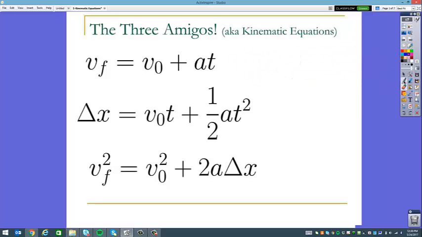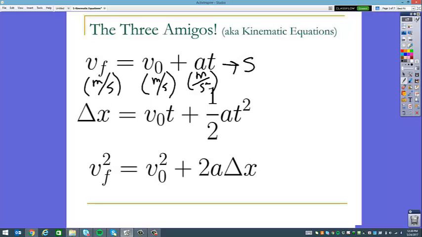Okay, so if you look at your units, remember velocity is always in meters per second. So both of those are going to have units of meters per second. Your acceleration is in meters per second squared. And then your time is in seconds. Okay, so those are your units for the first equation. So that's the first amigo.